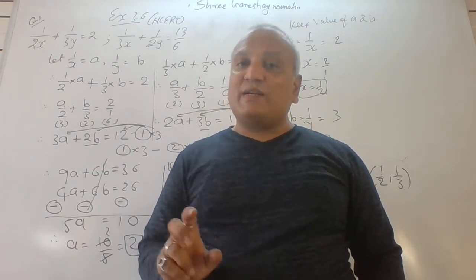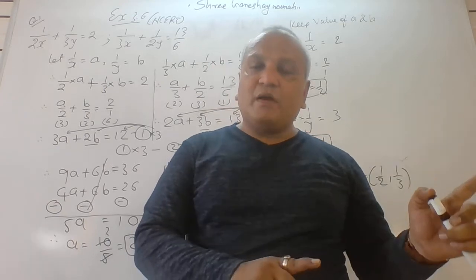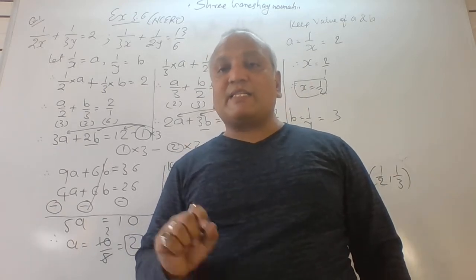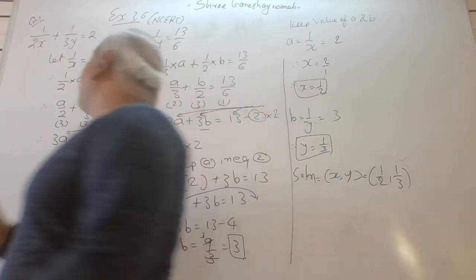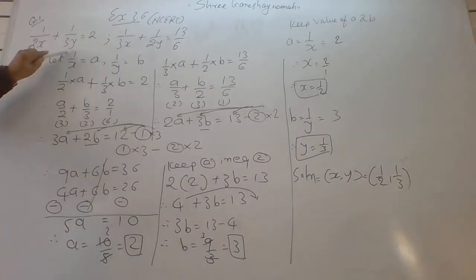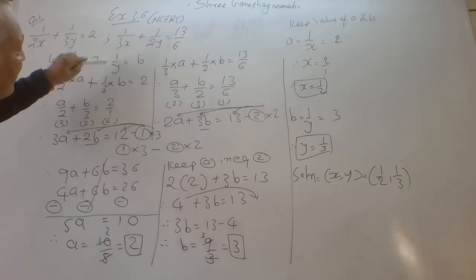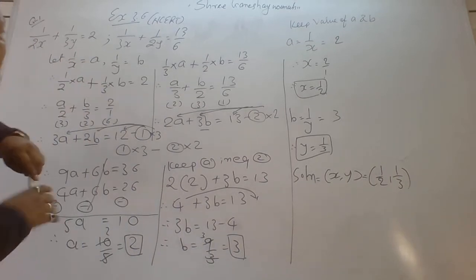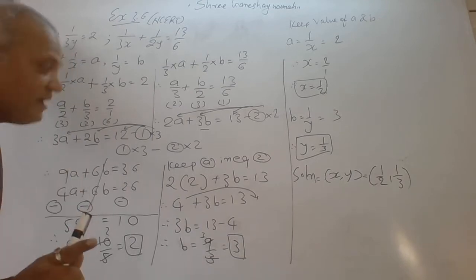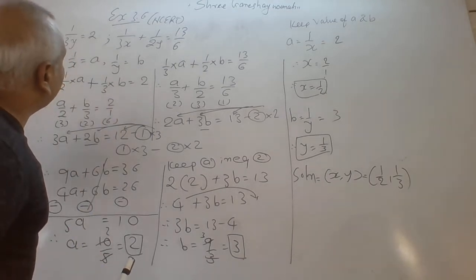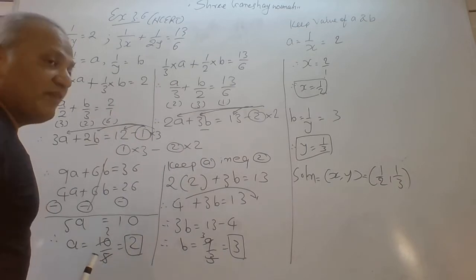So we have to convert the equation into linear form by considering unknown values, a and b. Let 1 upon x is equal to a, 1 upon y is equal to b. So in the equation wherever we see 1 upon x, we will put a. Whenever we see 1 upon y, we will put b.